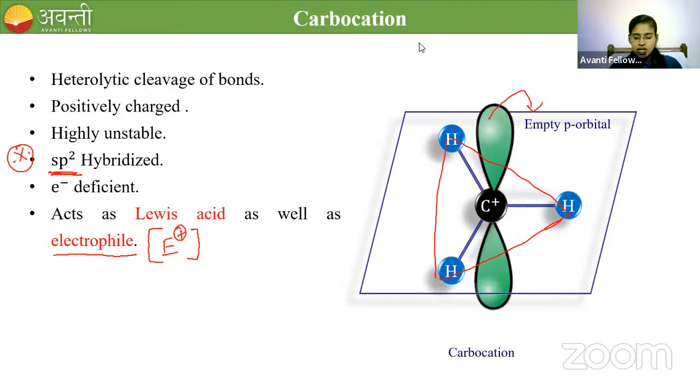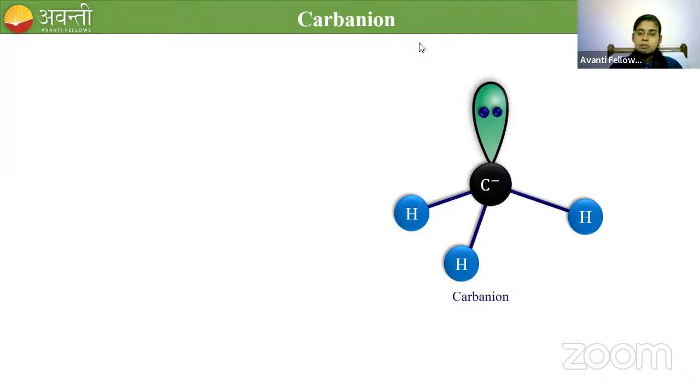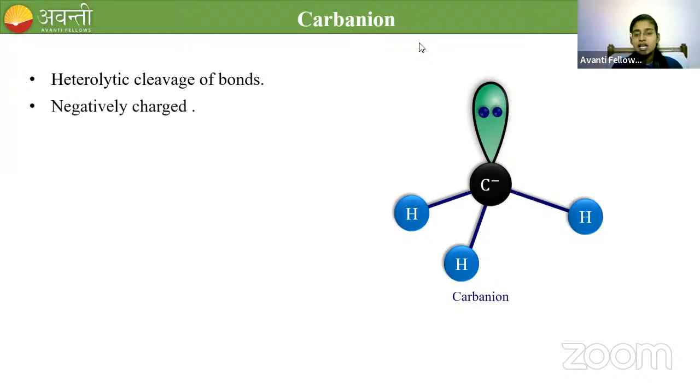So now let's go ahead with carbanion. For example, I'm going to take CH3- as a carbanion. CH3- is the methyl carbanion. As you know, carbanion is also formed by the heterolytic cleavage of bonds. Both carbocation and carbanions are formed by the heterolytic cleavage of bonds. Unlike carbocation, carbanion is a negatively charged species. Anion means it is negative, right? It is a negatively charged species which has one lone pair in its hybridized orbital. A lone pair of electrons is present for carbanion.